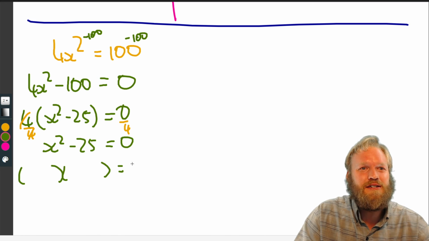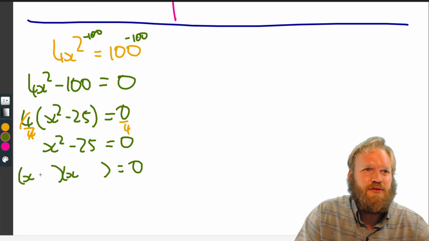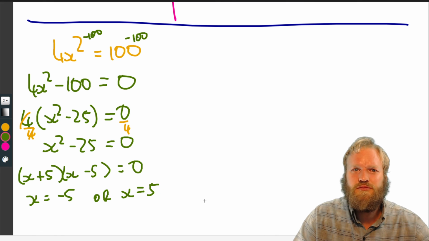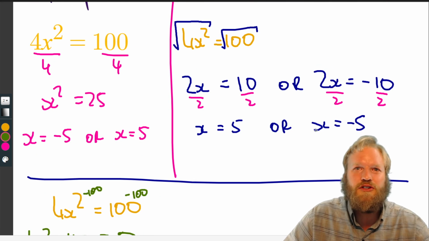Whoop-de-doo, factorize, equals 0. (x )(x ), difference of 2 squares. So +5, -5. x equals -5 or x equals 5. Same solutions or set of solutions each time.